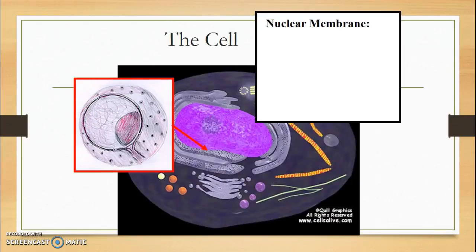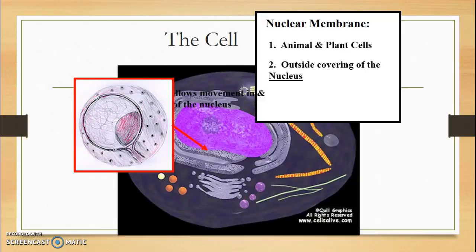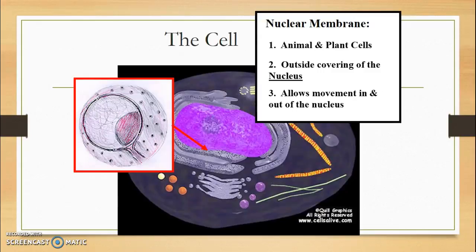The very outside of the nucleus is called the nuclear membrane. It is found in both plant and animal cells. So in your notes, you are filling in the term nucleus under nuclear membrane. It's the outside covering of the nucleus. You will notice there are pores, again, these little holes, just like the cell membrane. This allows certain things into the nucleus and certain things out of the nucleus. Very important. Again, these are all found in plant and animal cells.